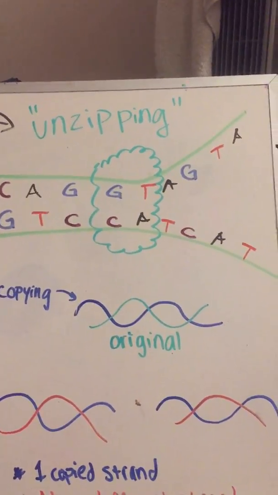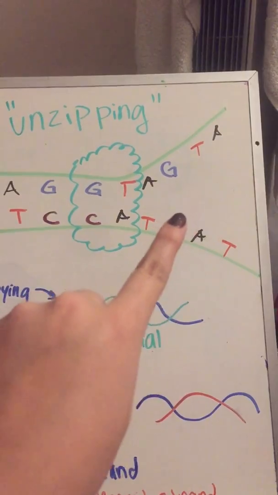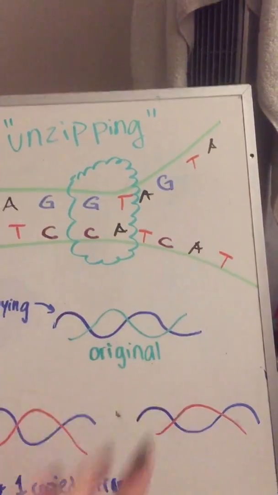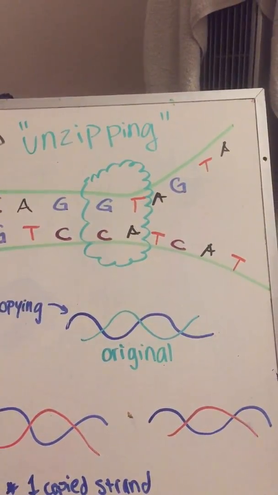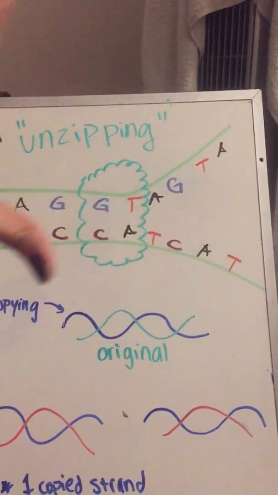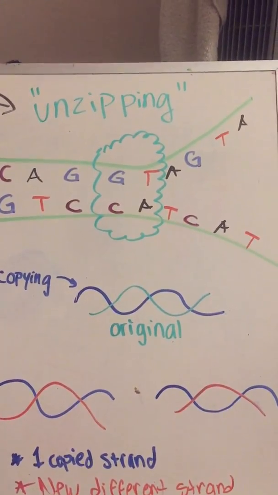This, for example, is the unzipped section. This is the part that is already replicated, and it is dividing.